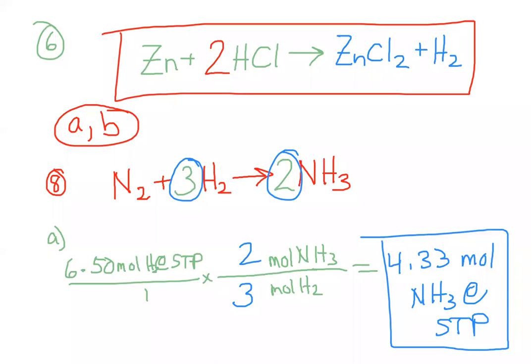I want you to do 8B. Okay, you're going to have to do one more step, because you're starting with grams. You're not starting with moles. You're starting with grams, so you're going to have to change it to moles and then do a problem like this. That's 8B. That's your next homework.